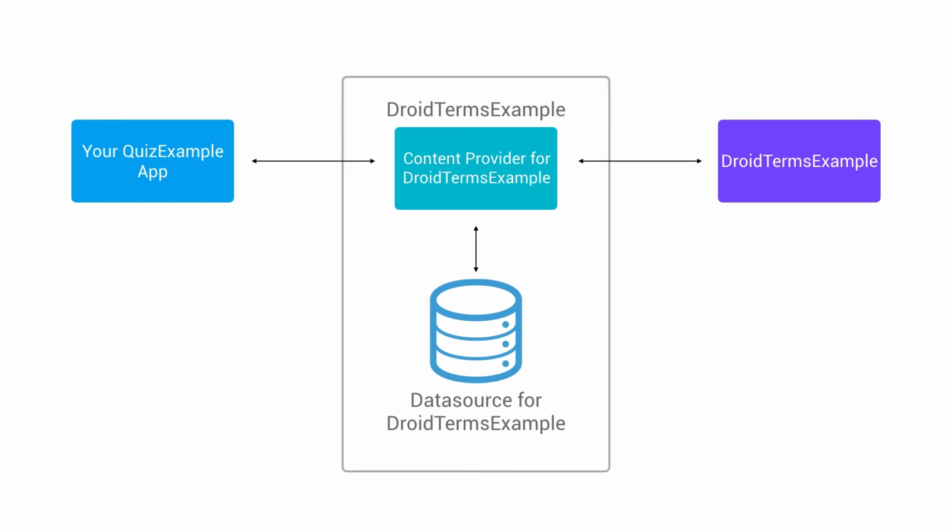So DroidTermsExample has already been made, and what you're actually going to be doing is making an app called QuizExample. It shows the first word that is stored in DroidTermsExample's data, but with no definition. You can then click Show Definition to reveal what the definition is, and then Next Word to go on to the next word. By creating QuizExample, you'll learn how to access data using a content provider, and this will work for any content provider that's publicly accessible.